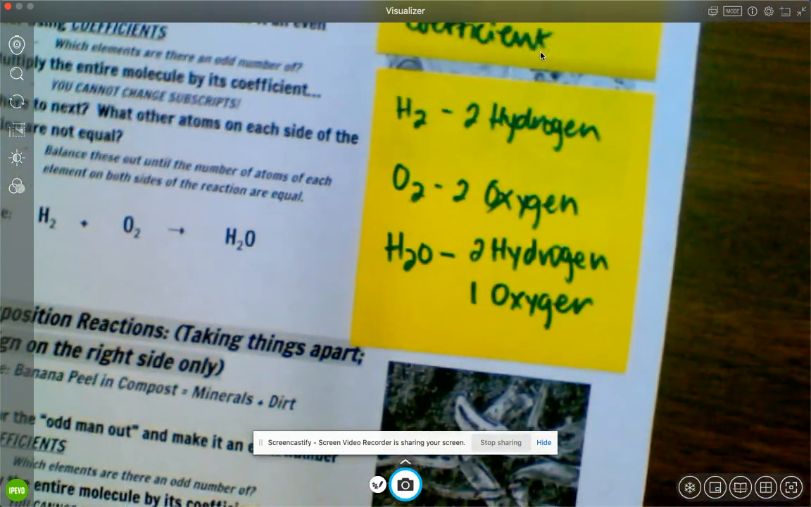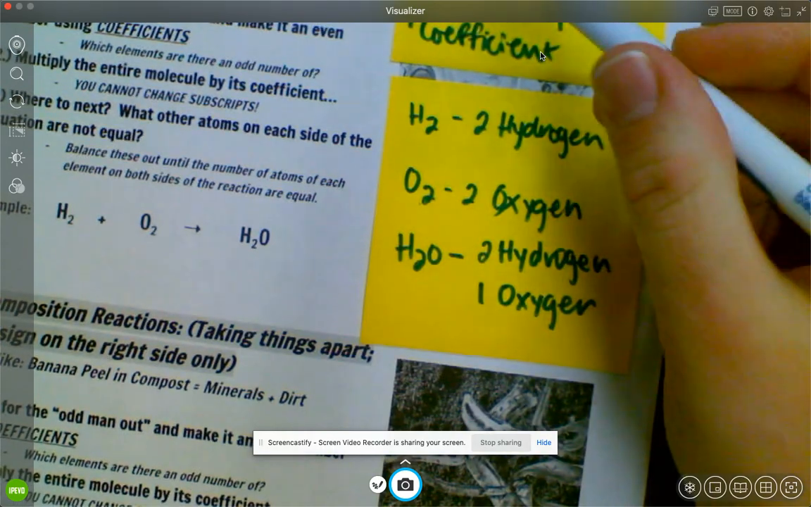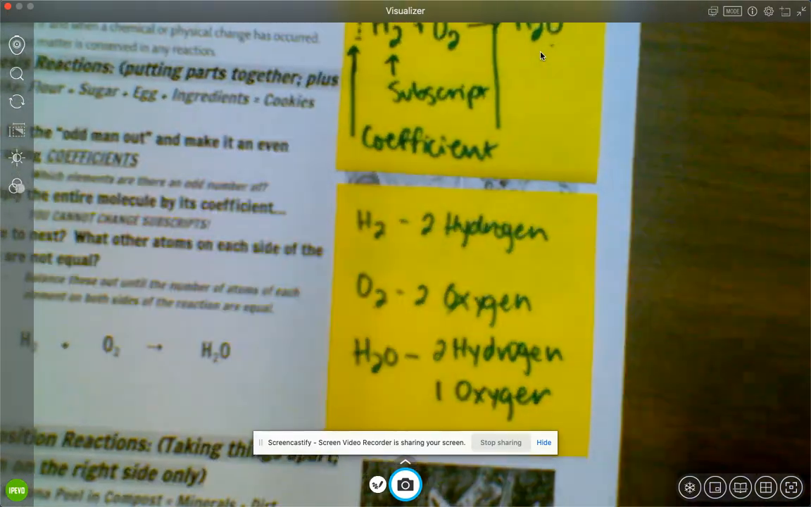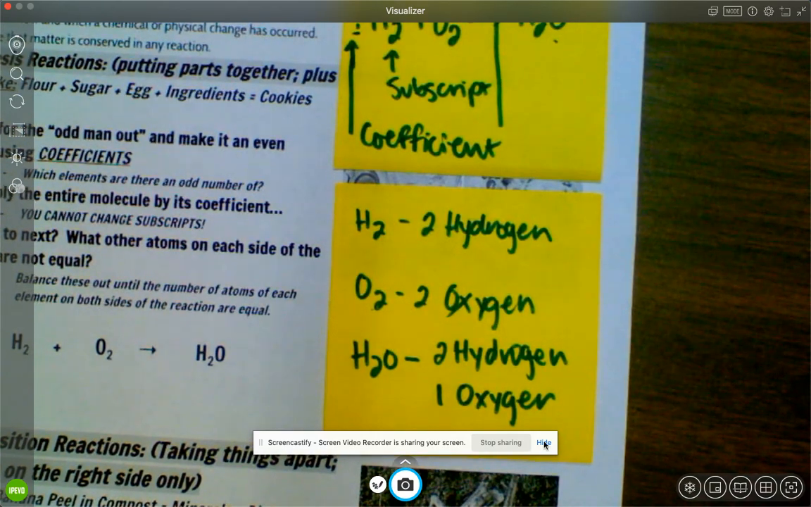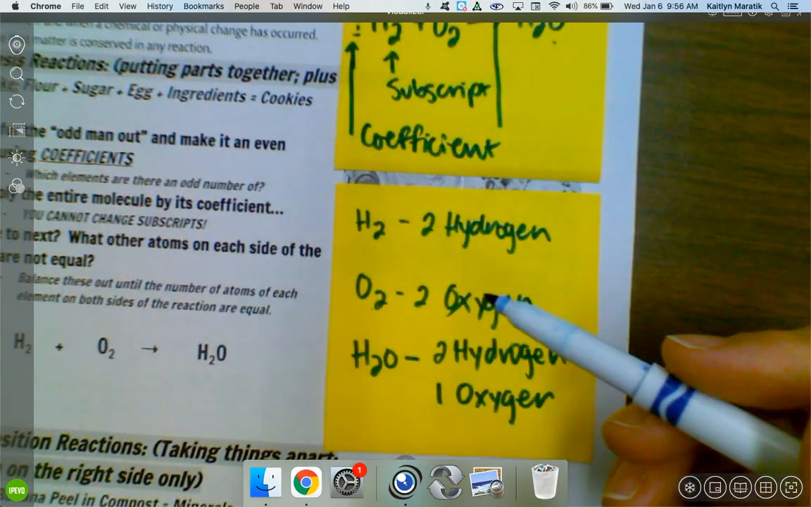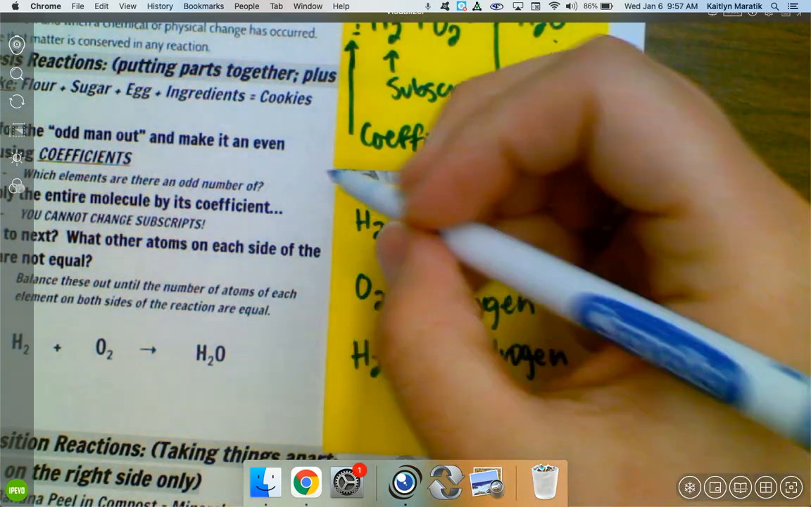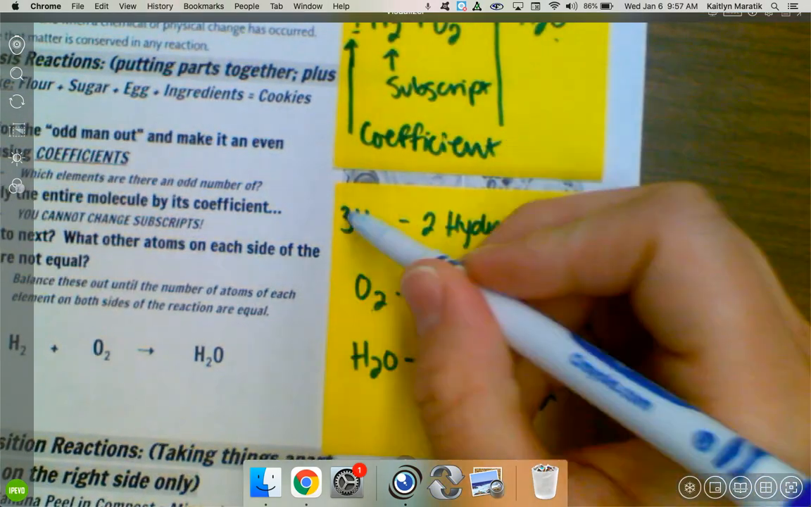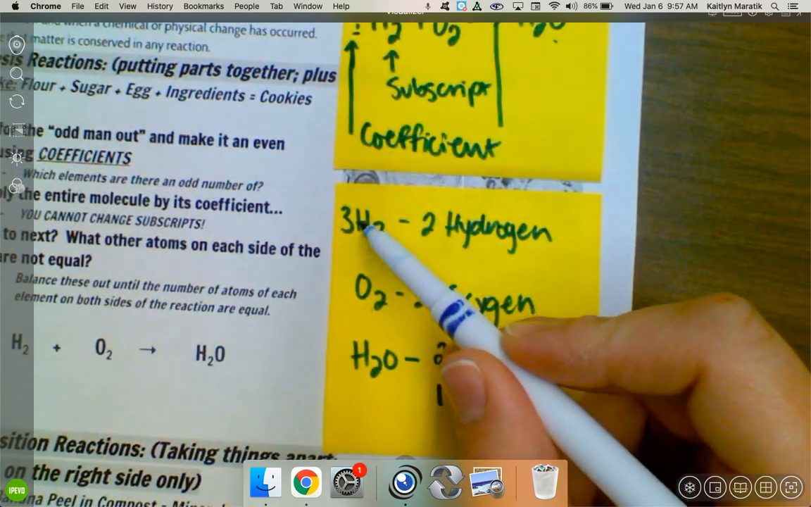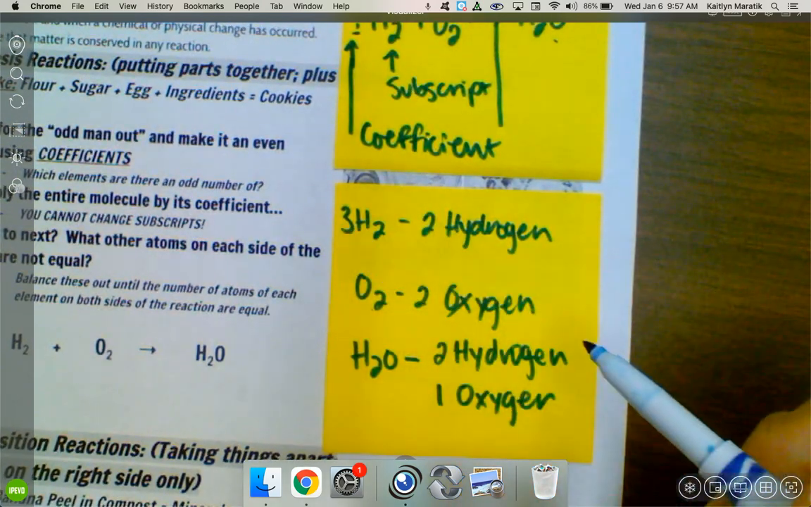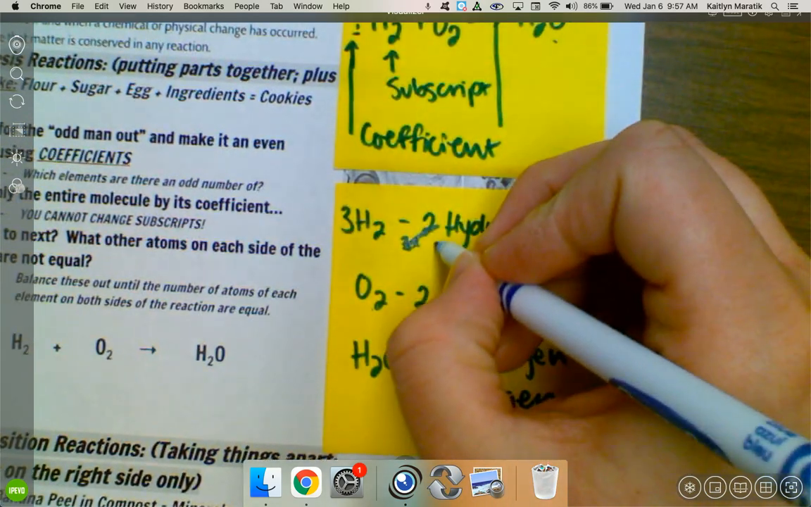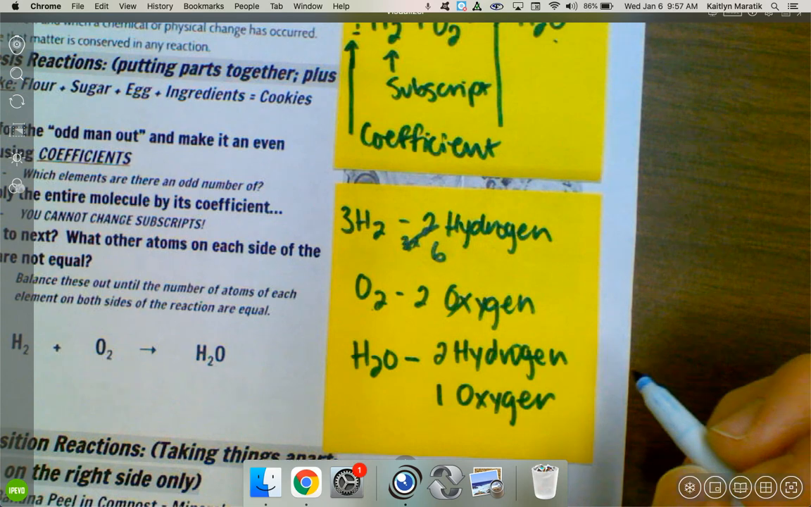If I go back up to my counting here, now remember I said something about coefficients and subscripts above? So let's just put some numbers into our examples here just to see how coefficients can change this. So let's say we're going to have a 3 as our coefficient out front. That's saying I have 3 groupings of hydrogen. So instead of 2 hydrogen, I actually have 3 times 2, so I have 6 hydrogen.